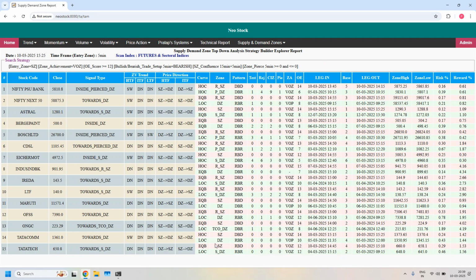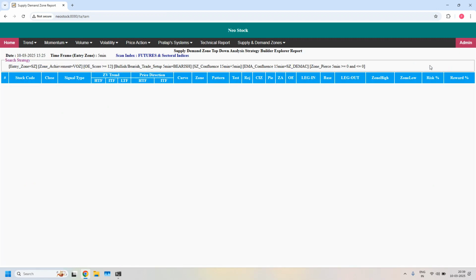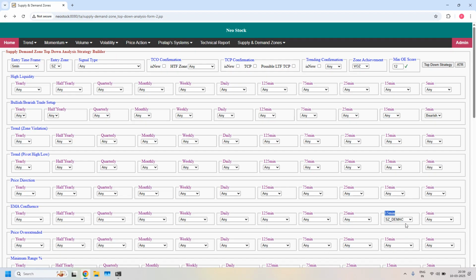So that means in all the 15 stocks, these 5 minute supply zones are overlapped with 15 minute supply zone. And 15 minutes trend is down in all these stocks. Let's verify EMA confluence for 15 minutes supply zones. So in the EMA confluence at 15 minutes time frame, checking 15 minute supply zones are having daily EMA confluence. None of them are having EMA confluence.